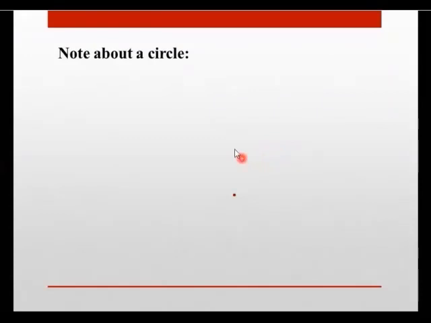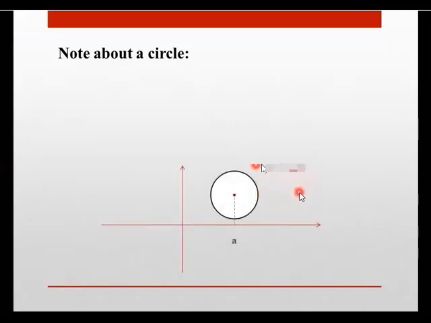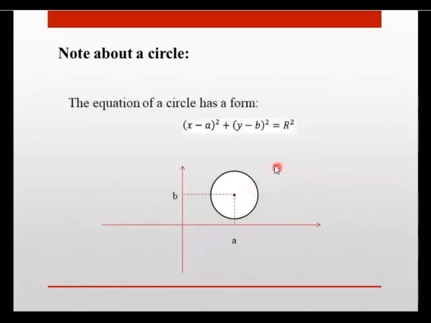I have to introduce a note about the circle. Consider a circle in a coordinate system with center coordinates a and b and a certain radius r. The equation of a circle is (x minus a) all squared plus (y minus b) all squared equals r squared. Please keep this equation in mind, where a and b are the coordinates of the center and r is the radius of the circle.